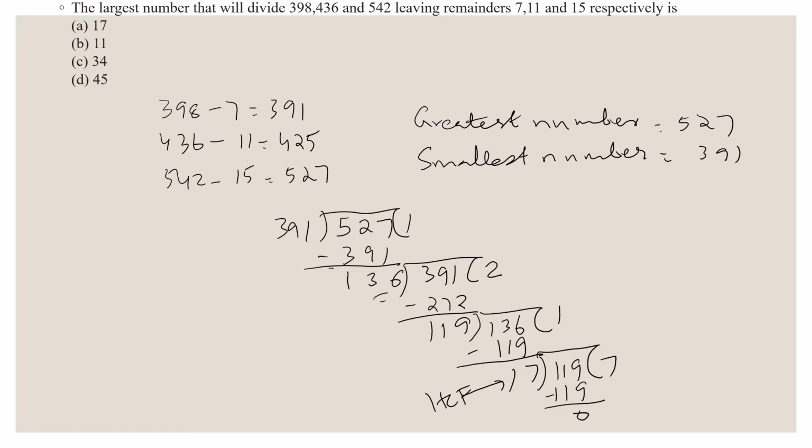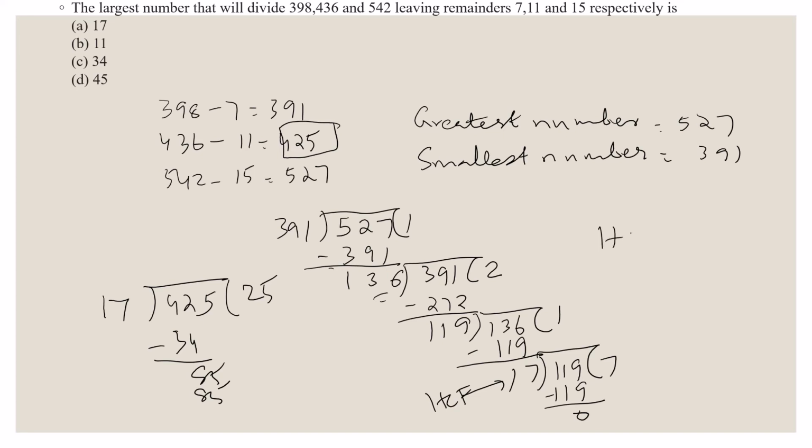Now there is one more number, that is 425, and we should check whether 425 is divisible by 17. So 17 how many times will go? 17 into 2, 34 and 85. So it will be 5. So 425 is also divisible by 17. So we understand that the HCF is equal to 17. So option A.